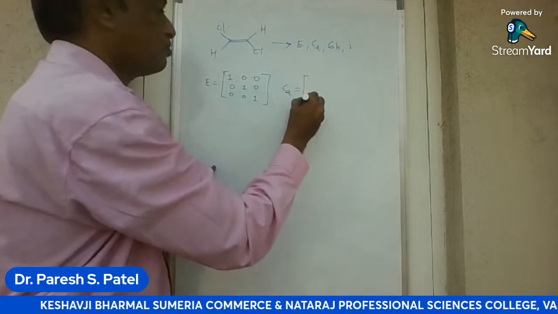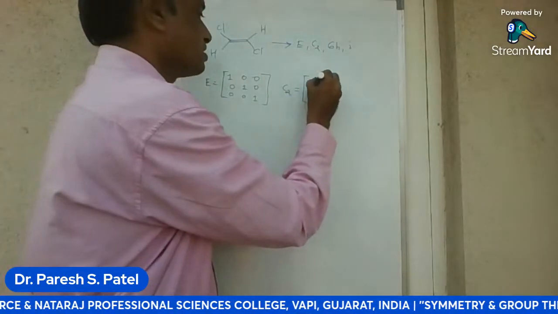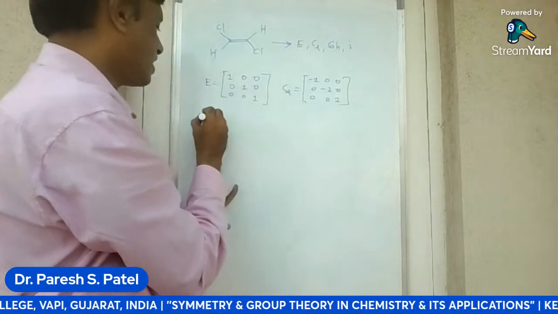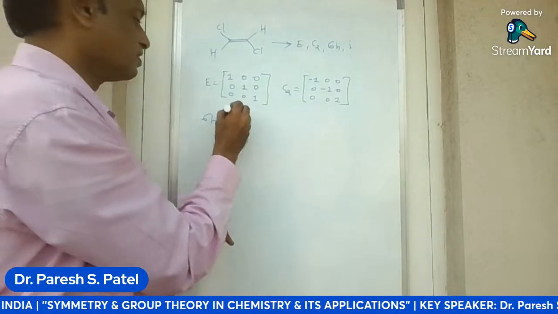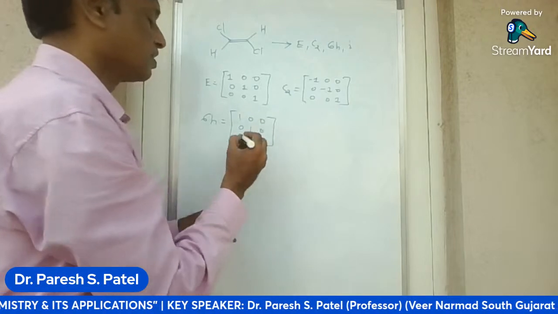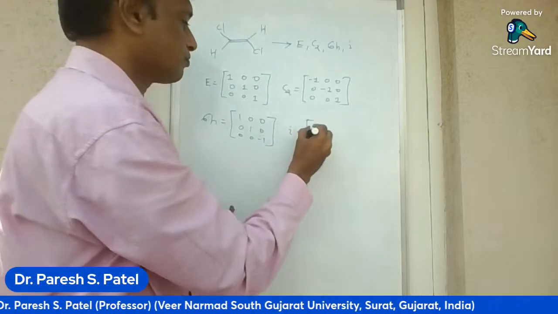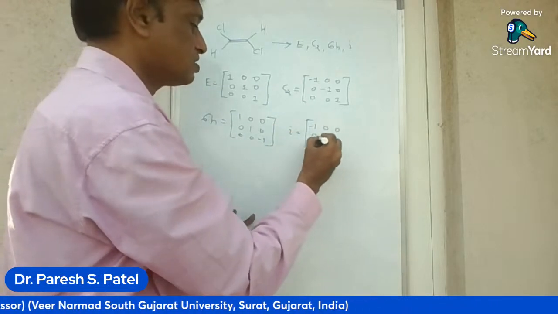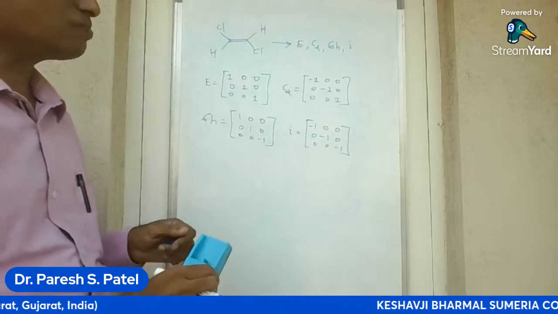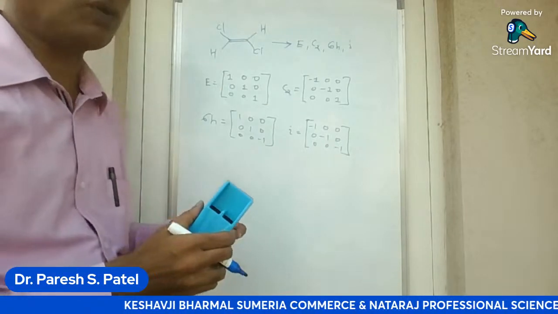C2: if you put the value theta equal to 180, the matrix will be minus 1 0 0, 0 minus 1 0, 0 0 1. Sigma H, we know that sigma H is nothing but the sigma xy plane: 1 0 0, 0 1 0, 0 0 minus 1. The xy plane means the value for z is negative. i is equal to minus 1 0 0, 0 minus 1 0, 0 0 minus 1. This is the matrix representation for inversion. These four are the matrix representations for trans-dichloroethylene.